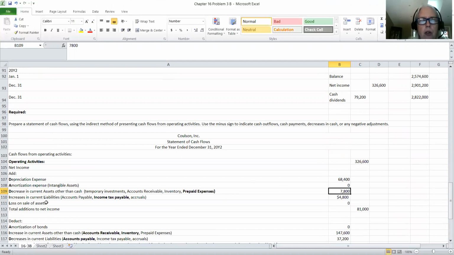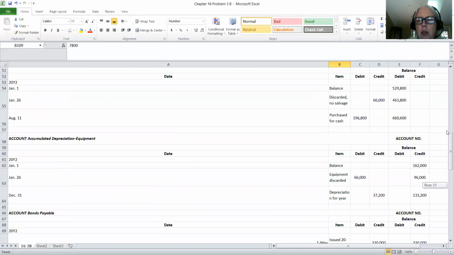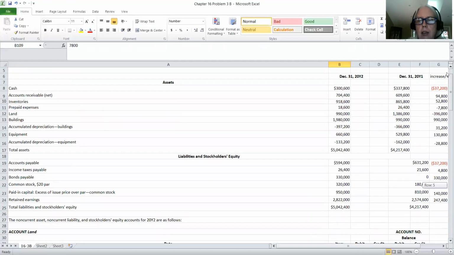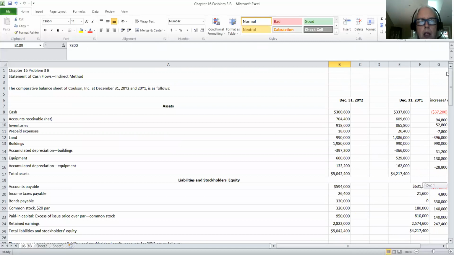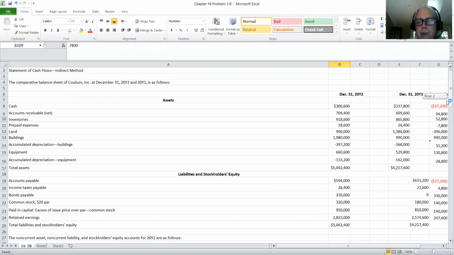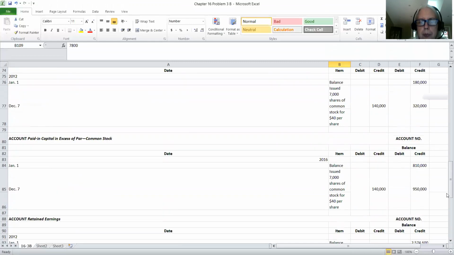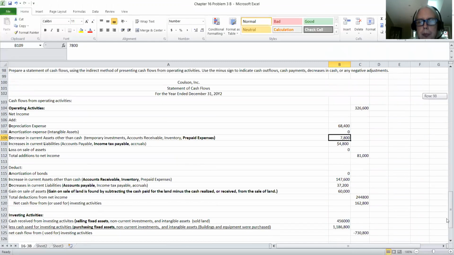The increase in your current liabilities, you're going to look for those, and it's in the income tax payable account. Again, we look for those in the balance sheet, and income taxes payable had an increase of 4,800. So that's where we're getting the amount from. So that's what goes there.